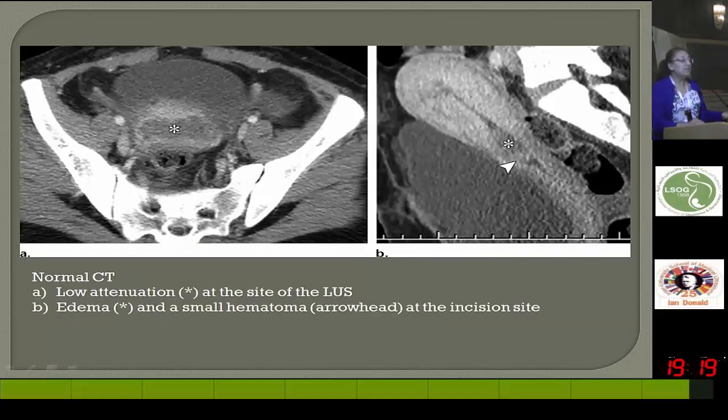This is a CT scan of the similar finding. This is the anus area, and this is the area of hemorrhage. And if you have a small hematoma in that area, 1.5 centimeters, this is considered normal.